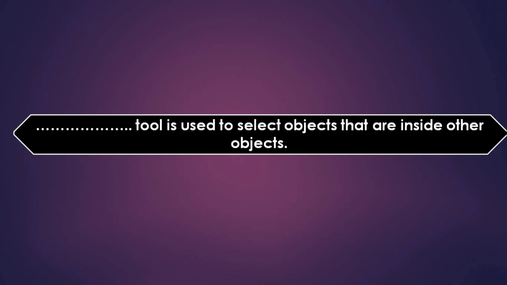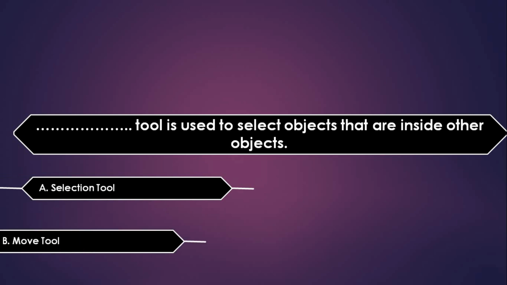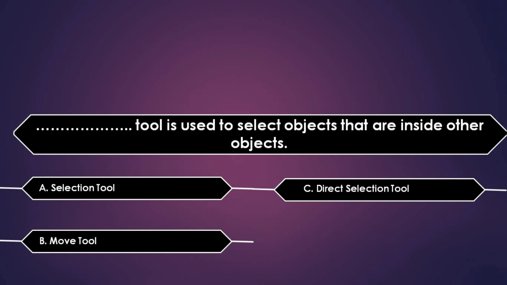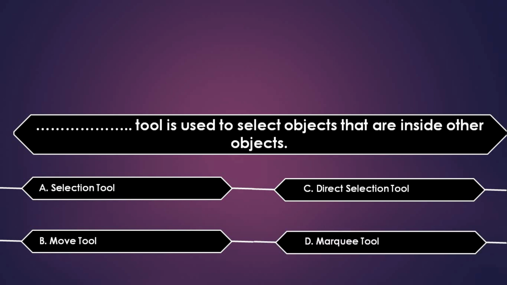Dash tool is used to select objects that are inside other objects. A. Selection tool, B. Move tool, C. Direct selection tool, and D. Marquee tool. The right answer is direct selection tool. Direct selection tool is used to select objects that are inside other objects.